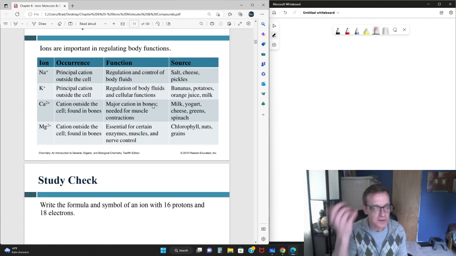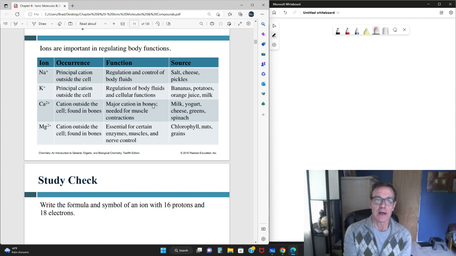Okay, yes, of course. You see this all the time when you're looking at anatomy, various ions: sodium, of course, salt, sodium chloride, calcium, magnesium, all these things.